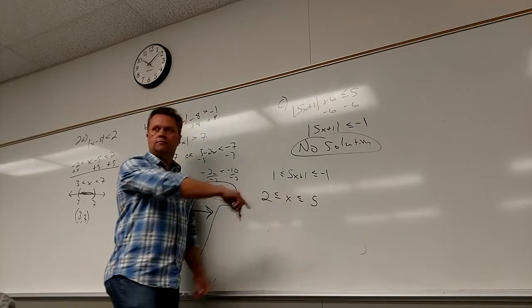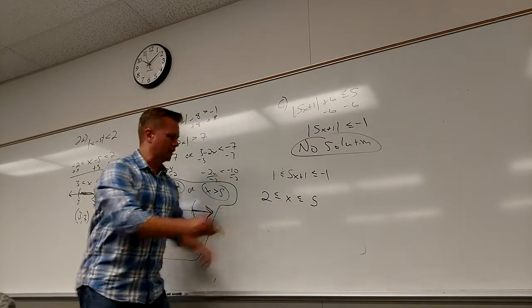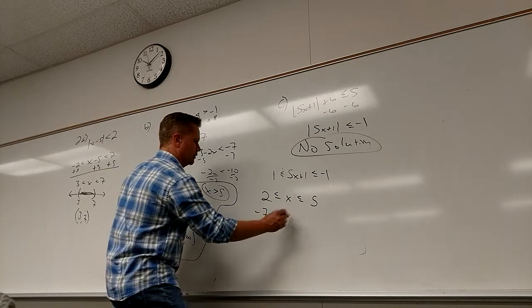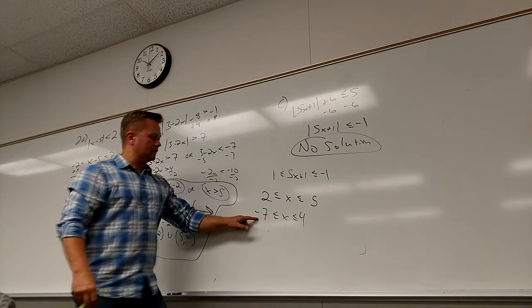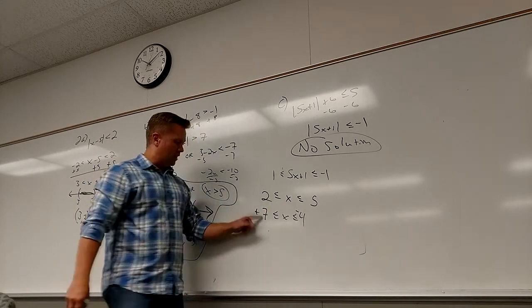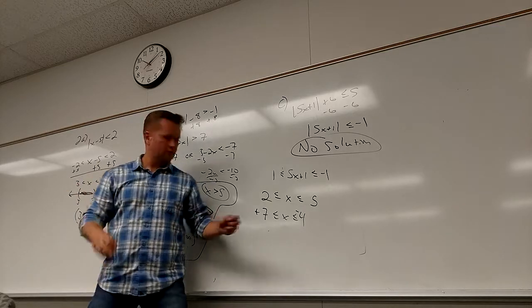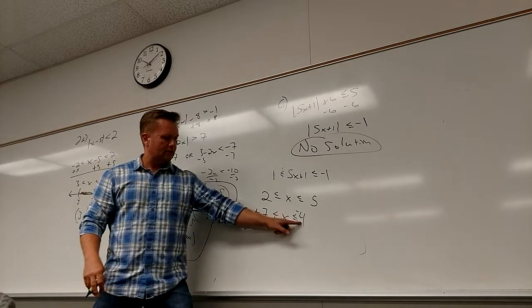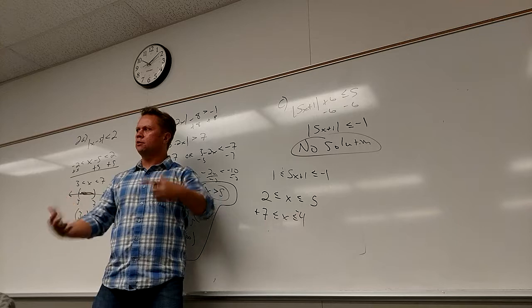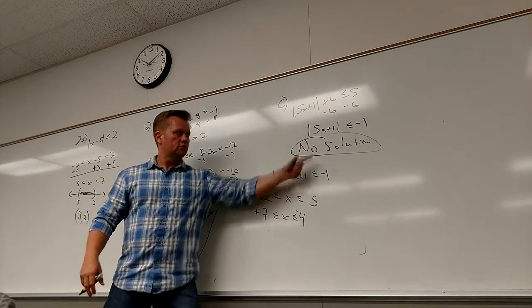That makes sense. 2 is less than 5. But if you have -7 less than or equal to x, less than or equal to 4, -7 is... wait, other way around. You got it. 7 is not less than -4, so that can't be correct. You did something wrong, or it's trying to tell you there's no way to solve this. There is no solution for that.